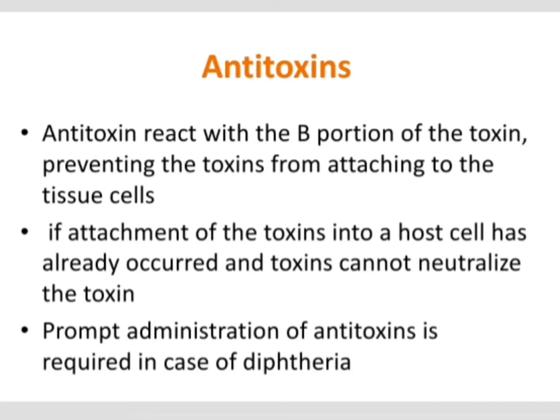Antitoxins. Antitoxins react with the B portion of the toxin and prevent the toxin from attaching to the tissue cell. So, antitoxins have the capacity to react with the B part or B domain of the toxin. Thus, the B domain cannot bind to the plasma membrane of the tissue cells. If attachment of the toxin to the host cell has already occurred, then these antitoxins cannot act on the toxin. So, prompt administration of the antitoxin is required in case of diphtheria. Before the toxin acts, the antitoxin has to be administered in case of diphtheria.